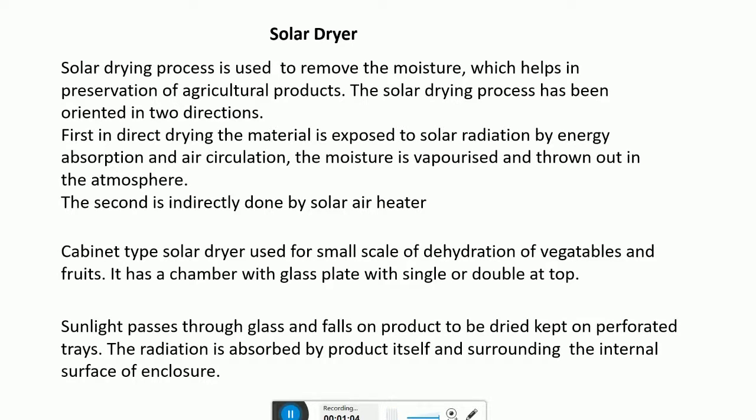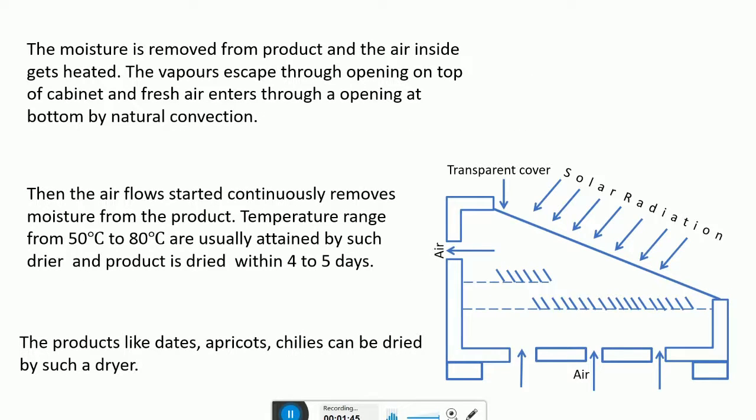Now, we first consider the cabinet type solar dryer, which is used for small scale dehydration of vegetables and fruits. It has a chamber or a cabinet with a glass plate, single or double, at the top. Sunlight passes through the glass and falls on the product to be dried, kept on perforated trays. The radiation is absorbed by the product itself and the surroundings, so the internal temperature will increase. This figure shows a cabinet type solar dryer.